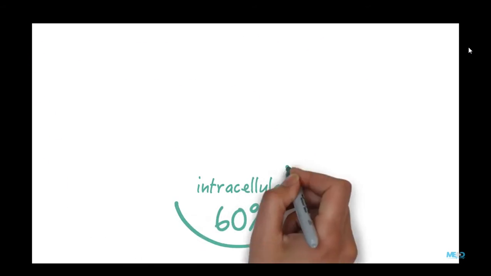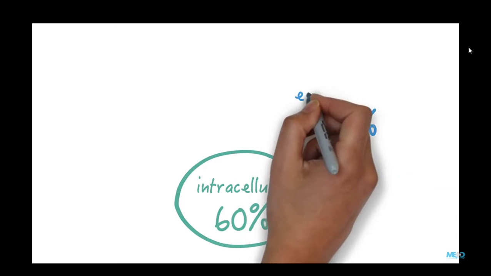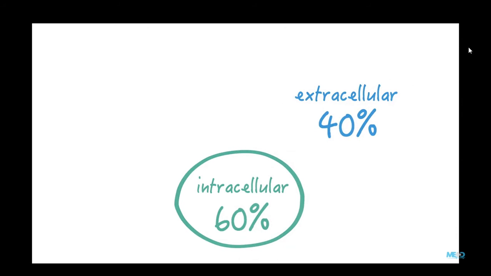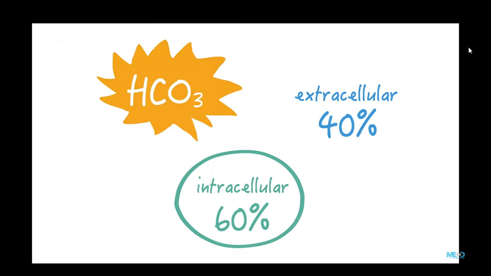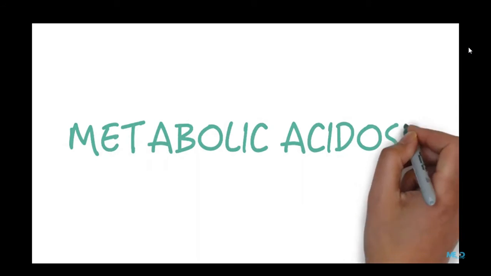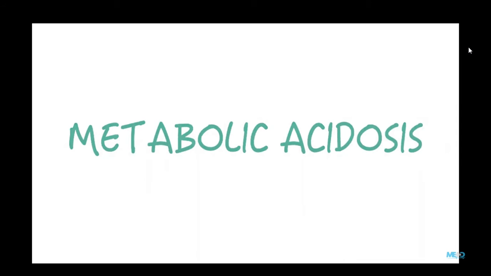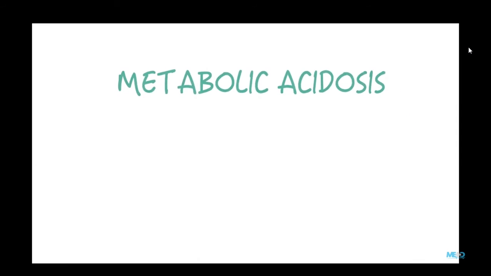60% of buffering happens intracellularly, and 40% happens extracellularly. The primary buffer in the extracellular compartment is bicarbonate. Let's see what happens when acid is added into the body. Let's talk about metabolic acidoses. So in metabolic acidoses, there's an excess of hydrogen ions.